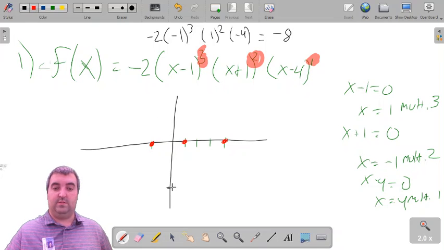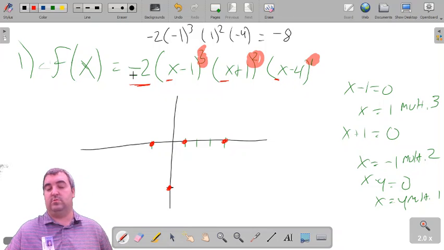So let's change to red. The last thing you want to look at is that negative 2 out in front. You want to make sure what your leading coefficient is, so that we know our end behavior. So here we have a leading coefficient of negative 2. The other coefficients, you always want to check those, but they're all 1s, so the negative 2 is the only thing that is going to affect our leading coefficient. So 1 times 1 times 1 times negative 2 is negative 2. So it's a negative leading coefficient.